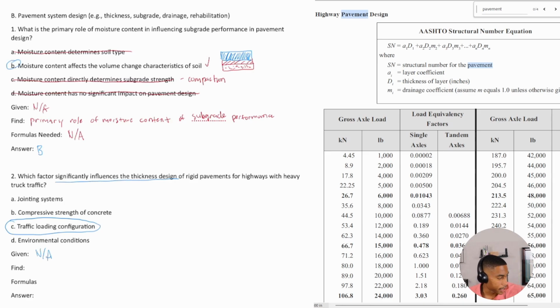Just some other things to point out. The configuration of traffic loading, including axle spacing and wheel load distribution, affects how loads are transmitted to the pavement. That's an important thing to keep in mind. Pavement design accounts for different loading configurations to ensure that the pavement can withstand the specific loading patterns imposed by heavy trucks. Just some extra things to keep in mind as you're doing pavement design.